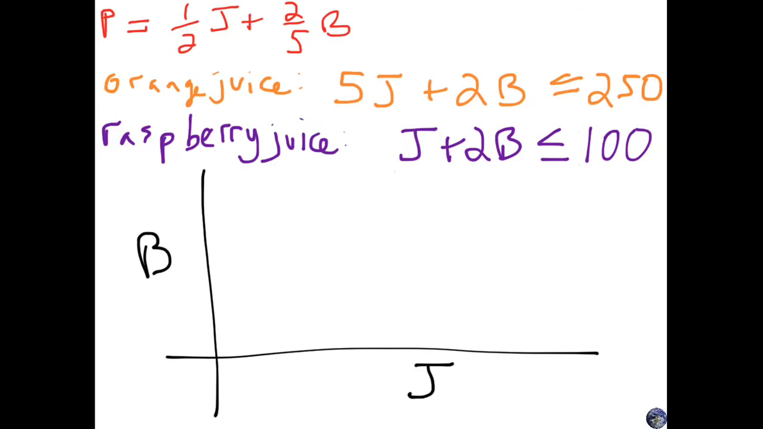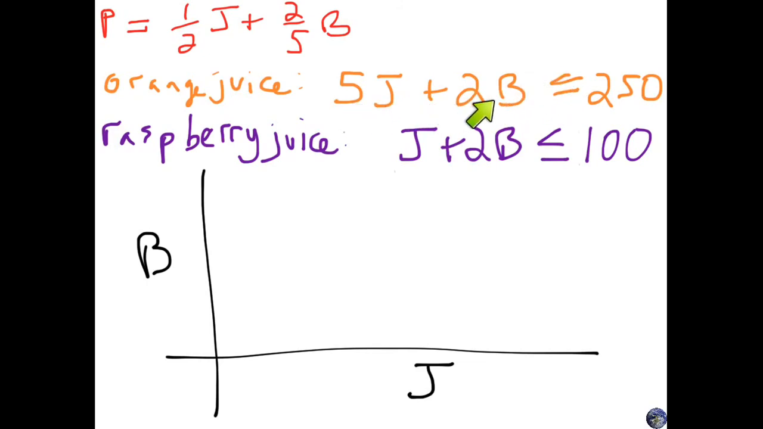Just a reminder, our horizontal axis is going to be our J, which is our orangeade, and then the vertical axis, normally Y, but we're using that for our berry fruity. So let's look at what this is as a line. Really it's an inequality, but let's just do the boundary of the inequality first, just the edge part, as if it was an equal sign.